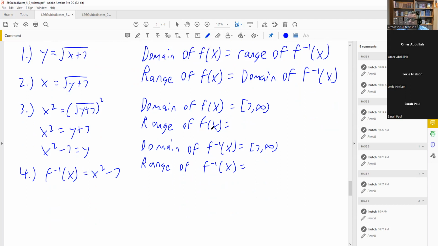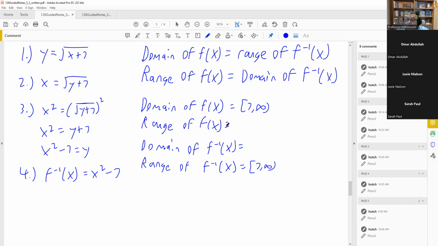The ranges, a lot of times it's easier to, oh, you know what? I just realized, sorry about that, I put this in the wrong spot. The domain of the original one is equal to the range of the inverse. Sorry about that. That's going to go down here. Okay. The domain of f of x is this. That equals the range of the inverse. So sorry about that. I put that in the wrong spot.